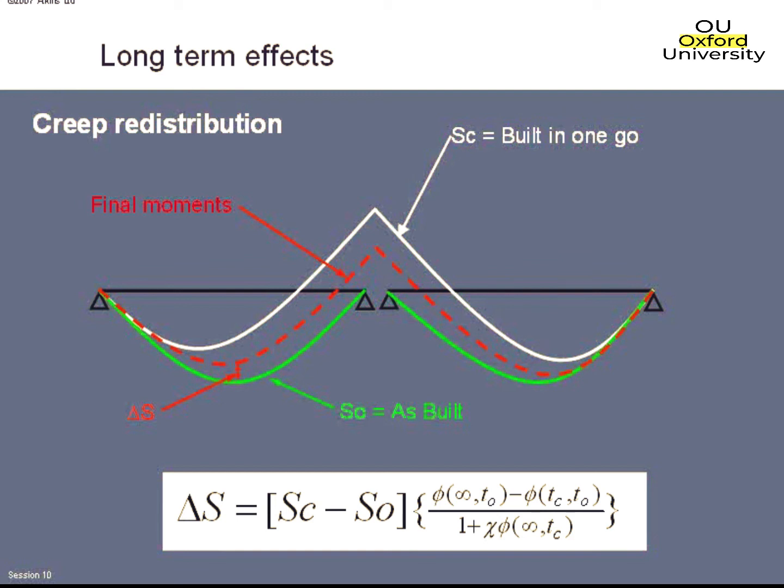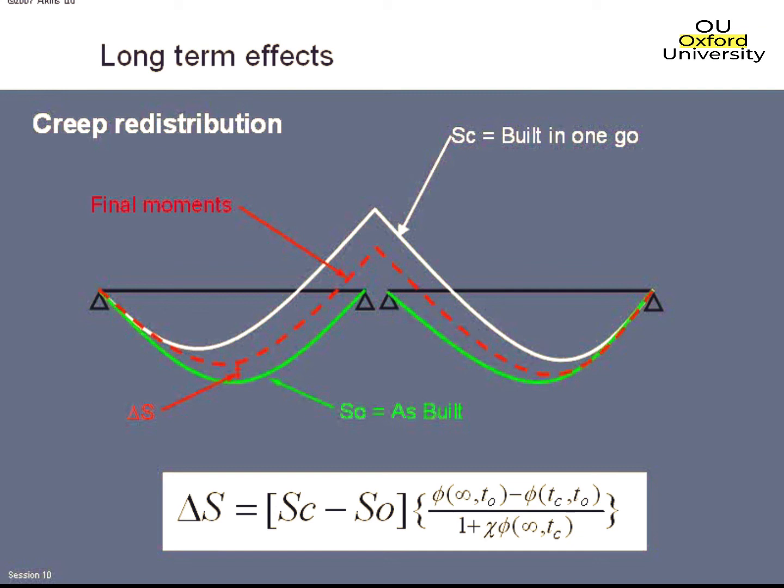So the green line is the as-built condition. The white line is what would happen if you just wished it into place all in one go. And what you end up with as a final design with time is the red dashed line, where it's crept from one scenario to the other. So the question remains, how far does it creep from the as-built condition to what you would have got if you built it up in one go? And that's all that this expression here is telling you. It's saying that the shift, where delta S could be a change in bending moment, change in stress, change in shear, it doesn't matter, applies to the whole stress state.